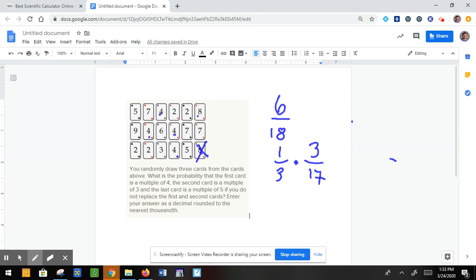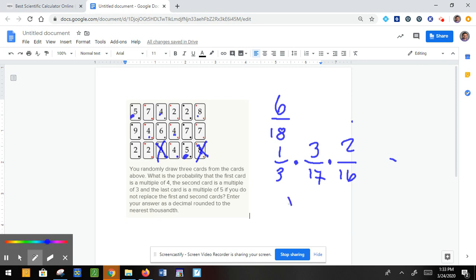One of those cards is now gone. It doesn't matter which one, but let's just say it's this one. Okay. Now it's out of 16. And we're trying to find multiples of 5. So you've got 1, 2. So it's 2 out of 16. And that would reduce to 1 out of 8.